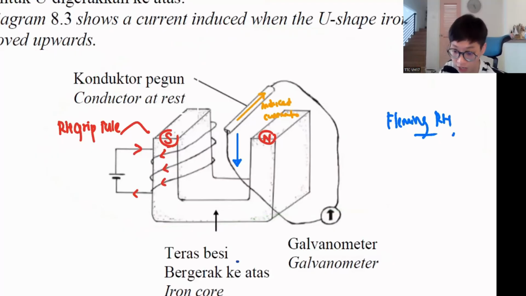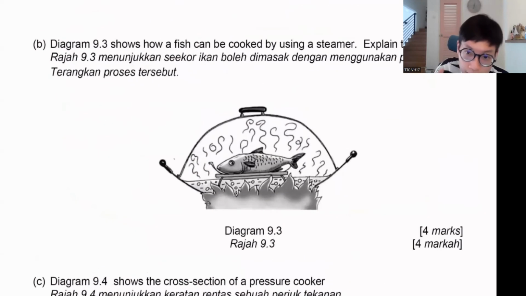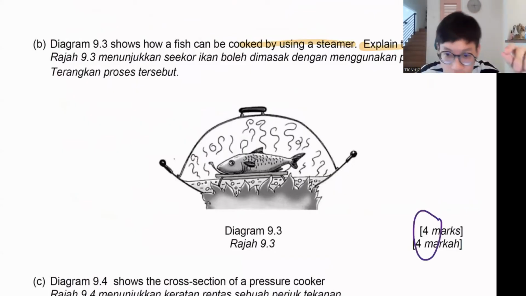Now, next. We continue to go and see page 24. Here, this is how a fish can be cooked by using a steamer. Explain the process. How does a steaming process work? Guys, don't forget these are 4 marks. So this is not like a simple question where you do this, then you got the answer already. So what are the 4 marks here?